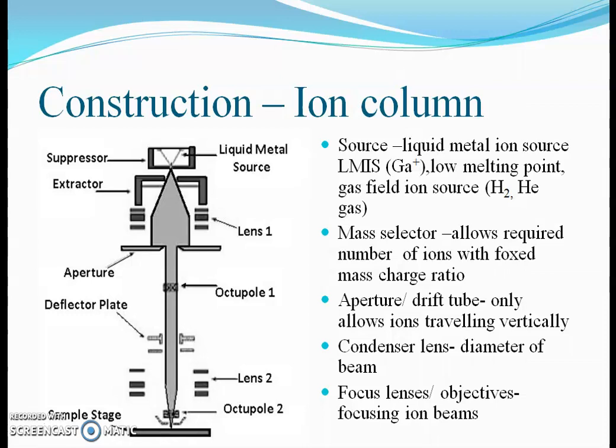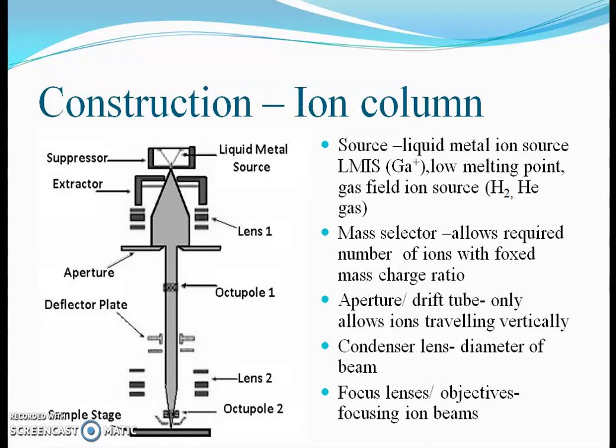Then consider the condenser lens. The main function of a lens is focusing to the particular position. Focusing purpose we are using. Also the focusing lens or objectives are used for focusing the ion beam. So the condenser lens function is controlling the diameter of the beam, increasing or reducing it, properly maintaining the diameter of the beam. That is the main function of a condenser.